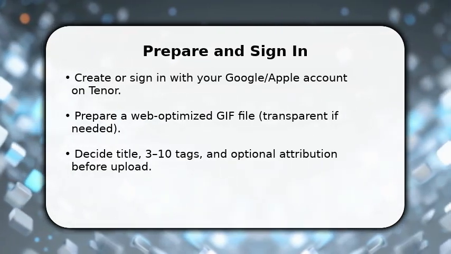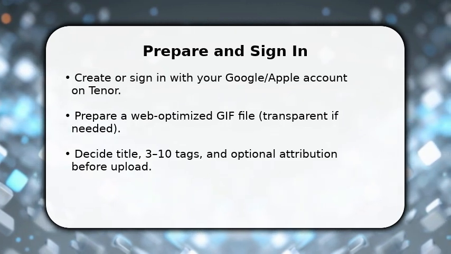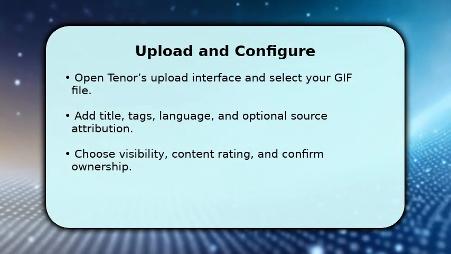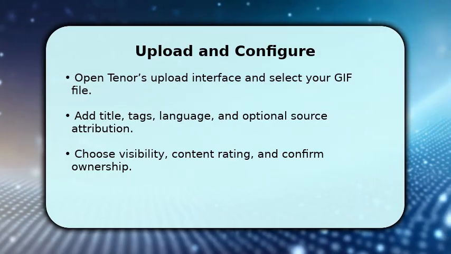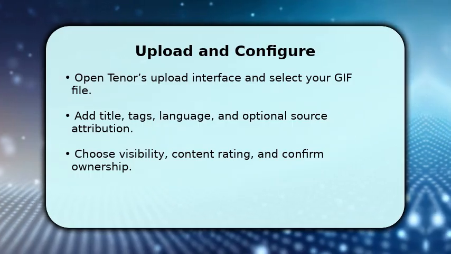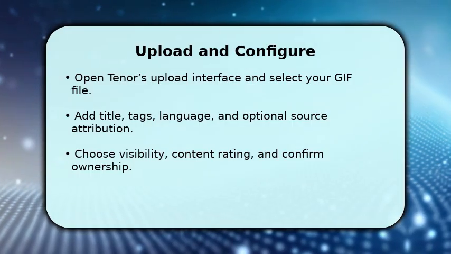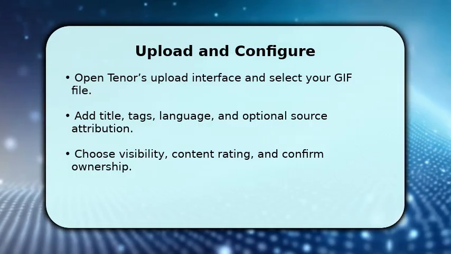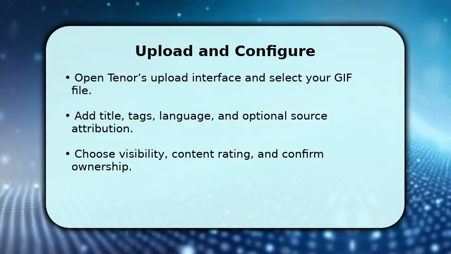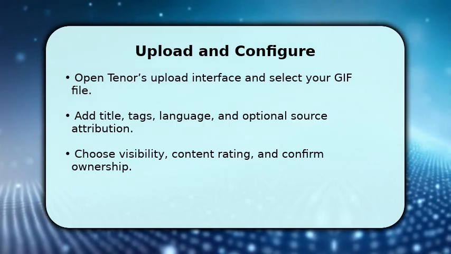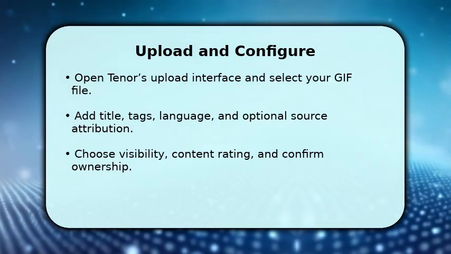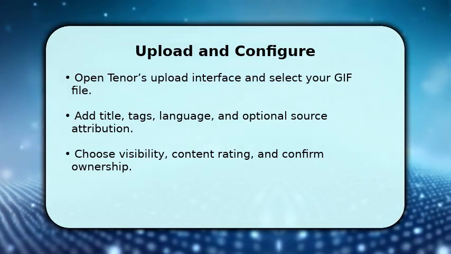You now upload. Open Tenor's upload interface and select your prepared GIF file. As it uploads, add the title, tags, and language. These drive search relevance, so be specific. Add source or creator attribution if the GIF isn't wholly yours to avoid rights issues. Then choose visibility and a content rating that matches the GIF. This prevents age-restricted blocking. Finally, double-check ownership declarations and click Submit, so the platform can process and index your GIF for use in apps and keyboards.